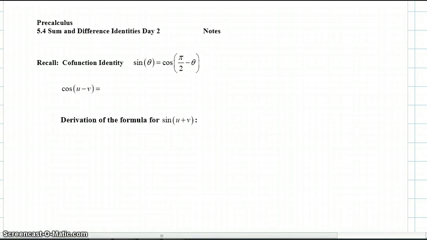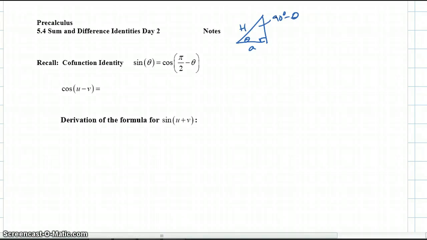In order to start off, we need to refresh ourselves on a couple identities. The first one is the cofunction identity. We know that the sine of theta is equal to the cosine of 90 degrees minus theta, or the cosine of pi over 2 minus theta. This is true because in a right triangle, if there's 90 degrees here, we still have 90 degrees left. So if this is theta, this here is going to be 90 degrees minus theta. And whatever the cosine is of this, the adjacent over the hypotenuse, it will be equal to the opposite over the hypotenuse of 90 minus theta. So that's the first identity we need to remind ourselves of.